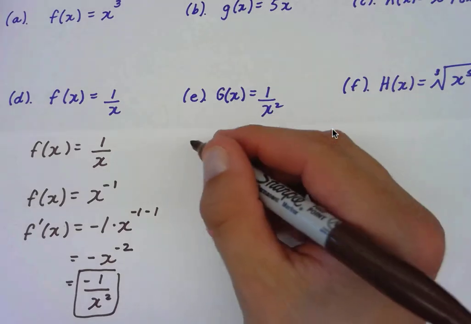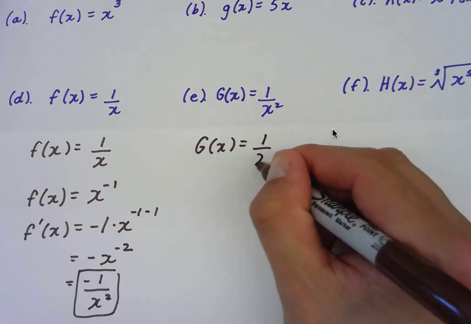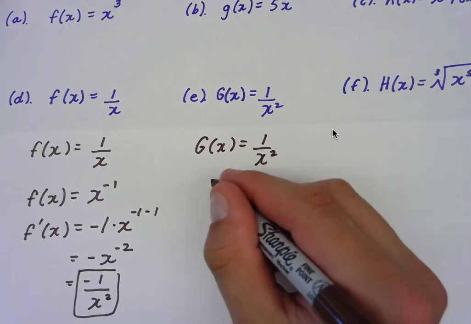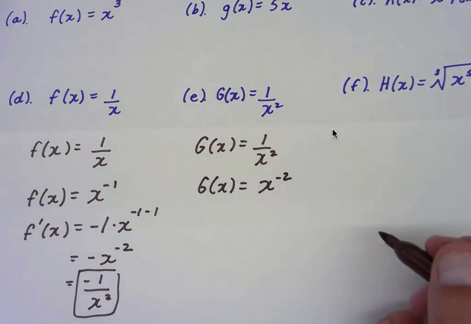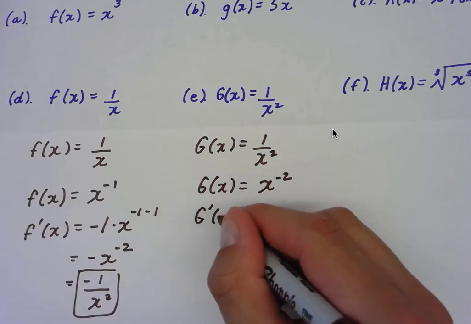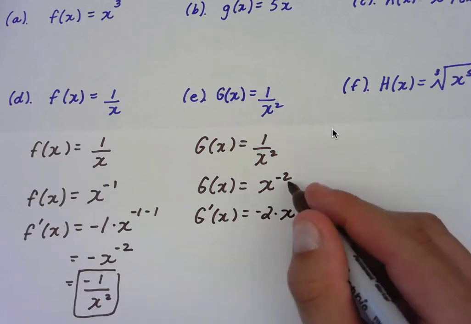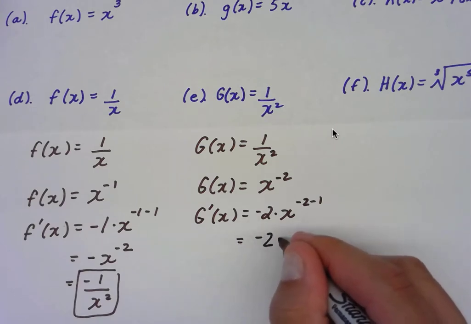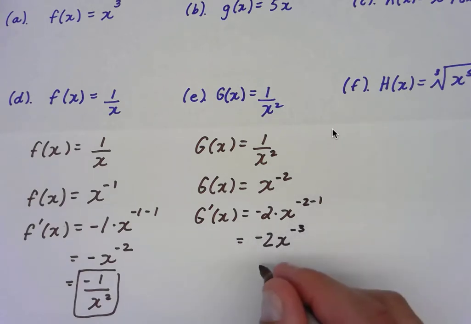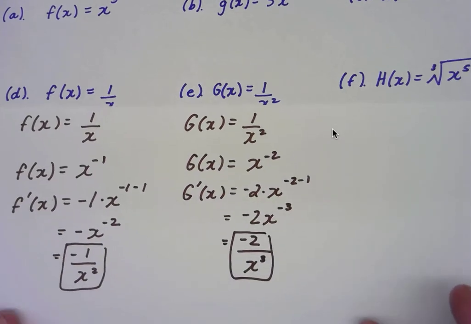Now what happens if I look at g of x? So g of x now is 1 over x squared, big G of x. So I rewrite this. So g of x becomes x to the negative 2. Okay, so g prime now, the derivative becomes, so you bring the negative 2 out front, negative 2 times your base to the negative 2 minus 1. So that becomes negative 2 times x to the negative 3 power, or negative 2 over x cubed. Okay? Depending on the text, you can leave it like this, but I like to simplify it out, okay?